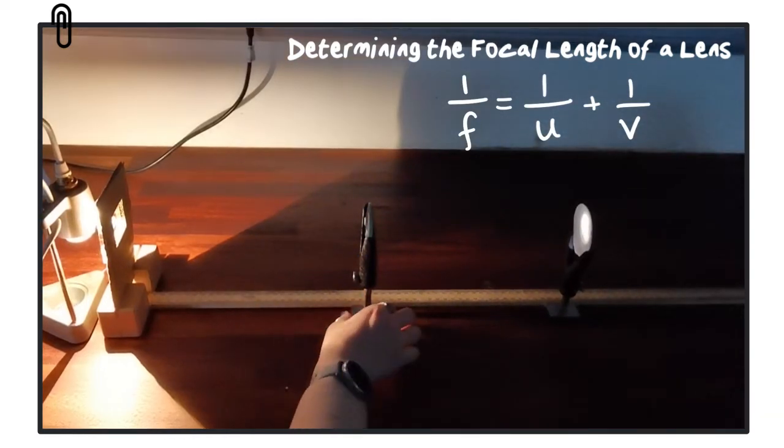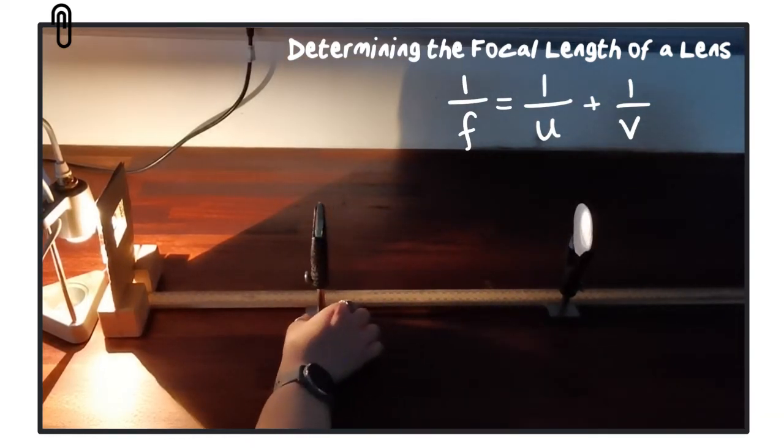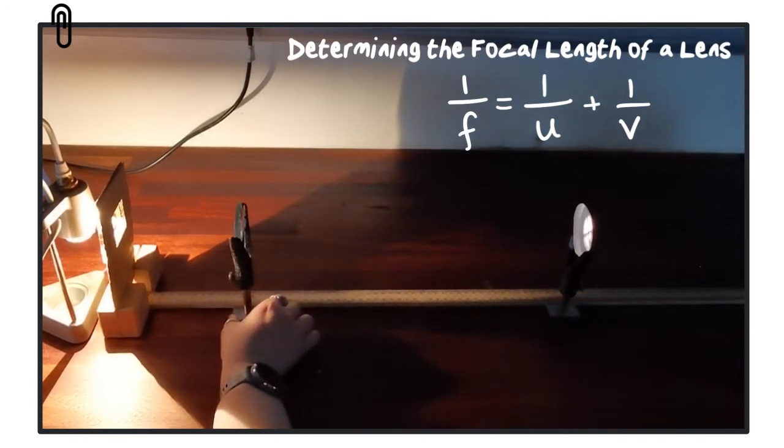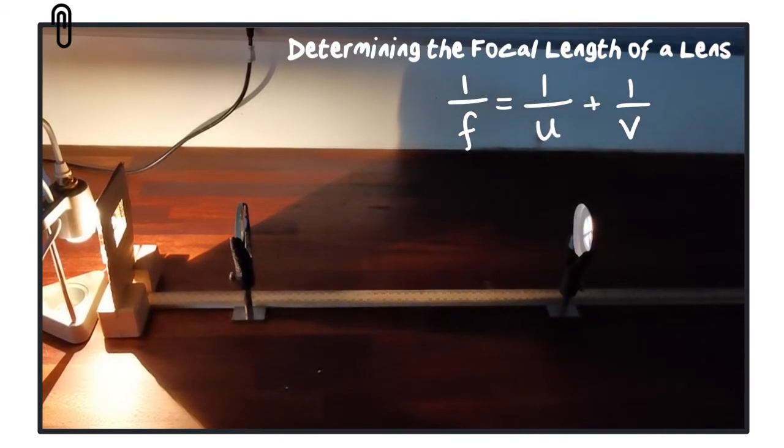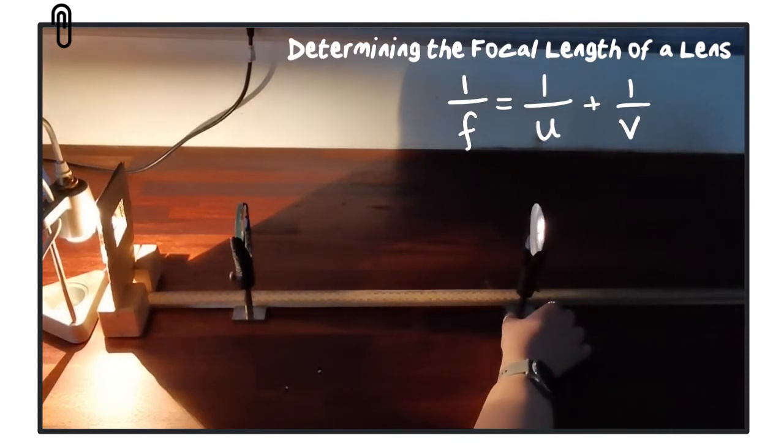So we begin by moving the lens towards the object, making that distance 15 centimetres. So u is equal to 15 centimetres. In our table we'll actually record it in metres, so that will be 0.150.